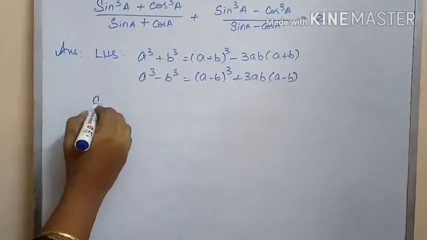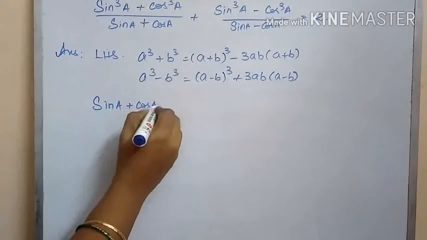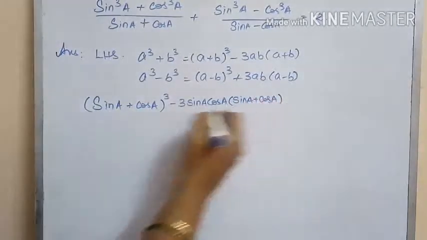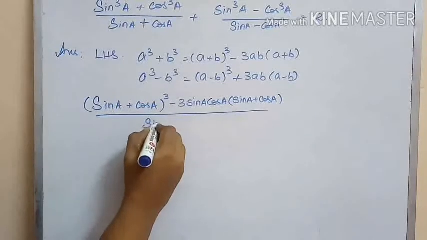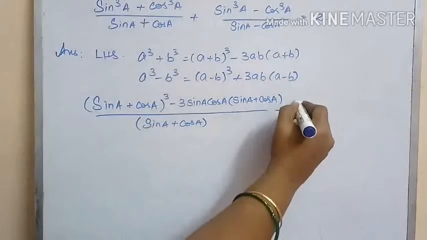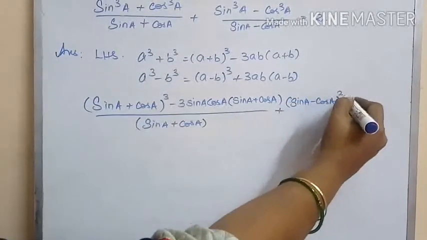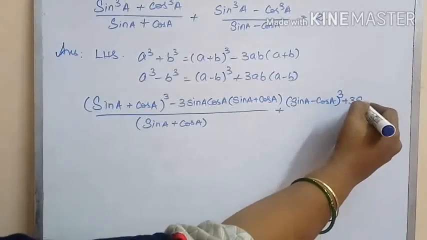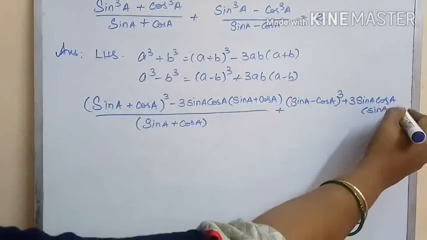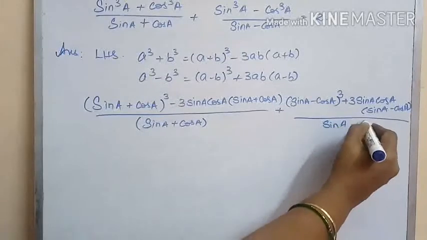Using these identities, let us write sin cube a plus cos cube a as sin a plus cos a the whole cube minus 3 sin a cos a into sin a plus cos a, and we have sin a plus cos a in the denominator, plus in the second part we have sin cube a minus cos cube a, which can be written as sin a minus cos a the whole cube plus 3 sin a cos a into sin a minus cos a, the whole divided by, in the denominator we have sin a minus cos a.